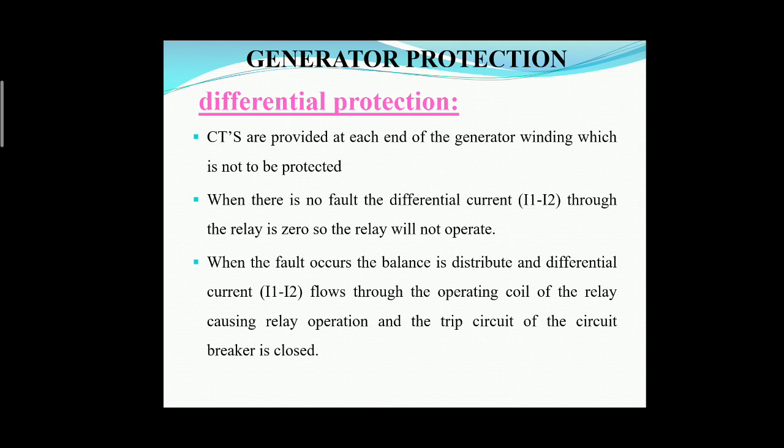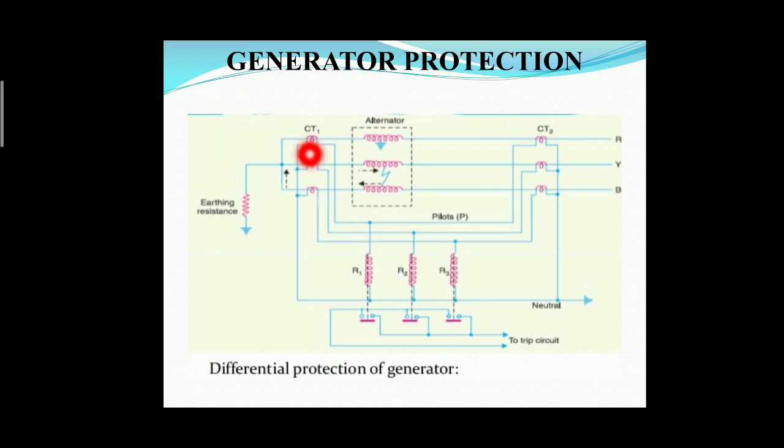In that case, we are using CTs. CTs are provided at both ends of the generator winding. In this case we are using CT1 and CT2. In between CT1 and CT2 we place the generator stator winding, or alternator stator winding. At both ends of this winding we are using the two CTs, that is CT1 and CT2. We are taking the three lines, that is R, Y, B.